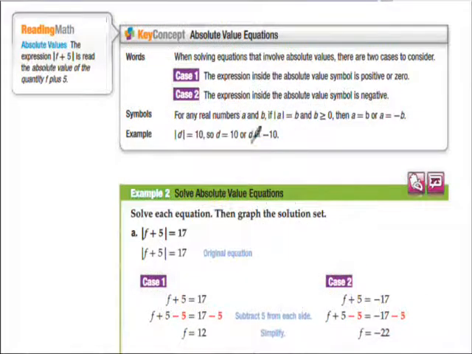So let's take a look. Key concept. I would always make sure I understand the key concept. These are the big deal things, okay? When solving equations that involve absolute values, there are two cases to consider. The expression inside the absolute value is positive or 0, or it's negative, okay? So what we're going to do is we're going to take an equation, and we have to solve for both, okay? We have to solve for both.